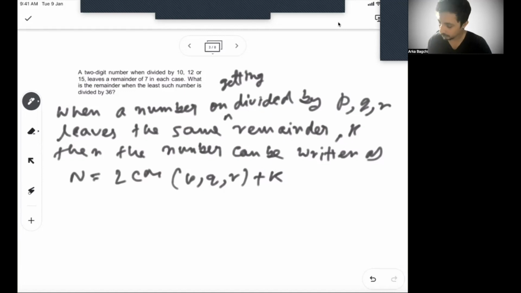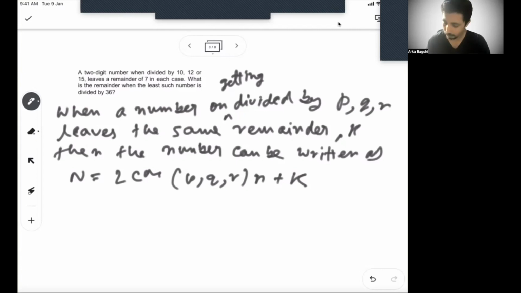If you want the higher values of the number, then you can write it as LCM of P, Q, R into n plus K, where small n signifies the higher values of that number. The lowest value is LCM of P, Q, R plus K, where n is 1. The higher values are LCM of P, Q, R into n plus K.